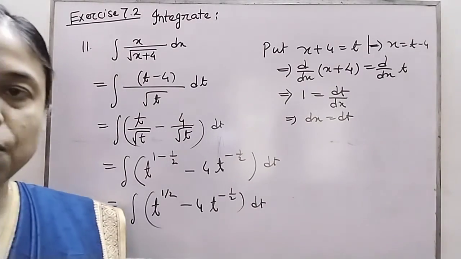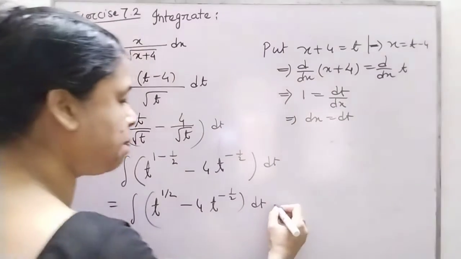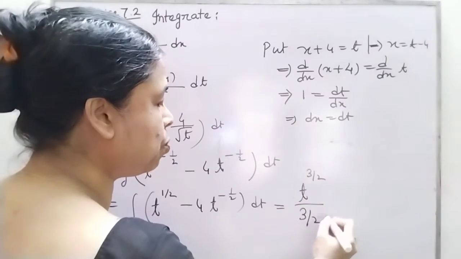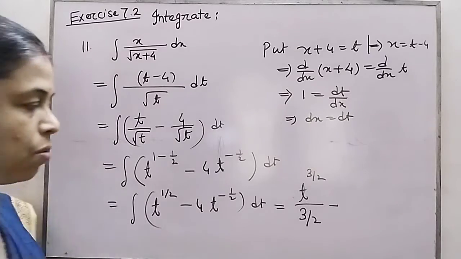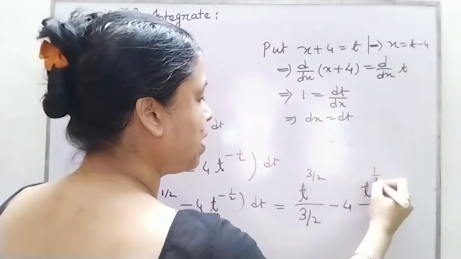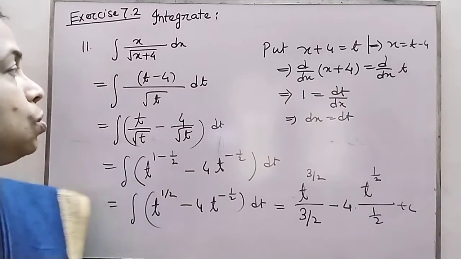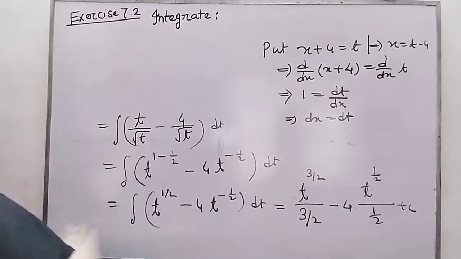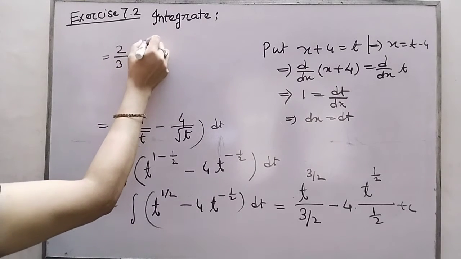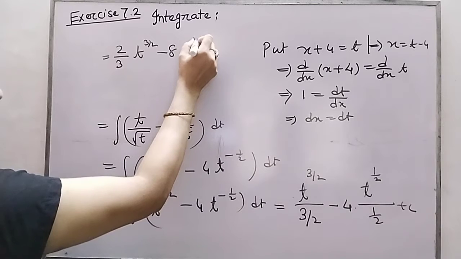Now hope you understand what formula we are going to use here. Yes, I am going to use the x to the power n formula, which is x to the power n plus 1 divided by n plus 1, that is t to the power half plus 1. Directly doing calculation, t to the power 3 by 2 divided by 3 by 2. The 4 constant comes out. Integration of t to the power minus half gives t to the power half divided by half, plus c. Do the simplification. On doing the simplification, this 3 by 2 becomes 2 by 3, t to the power 3 by 2, minus 4 and 2 by 1, that is 8, t to the power half plus c.